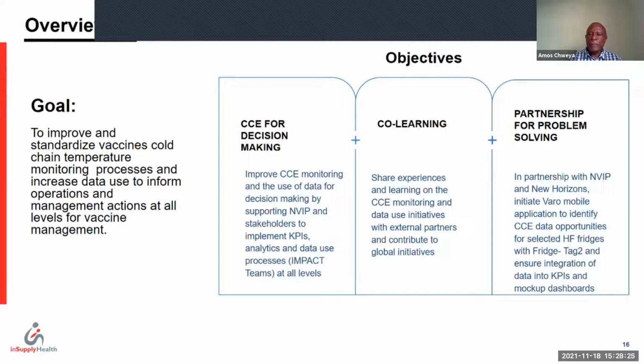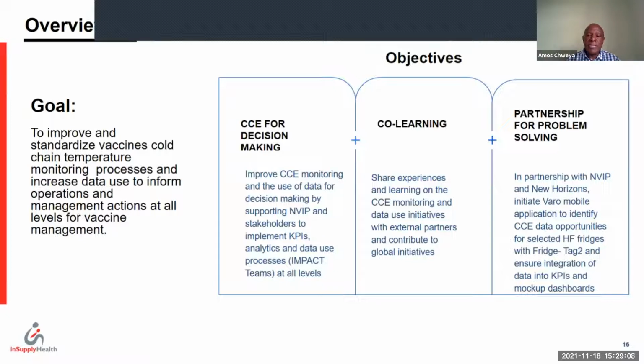We had three objectives here. One objective was to improve CCE monitoring and the use of data for decision making by supporting the Kenya immunization program and stakeholders to implement key performance indicators, analytics, and data use processes using impact teams that do already exist in the country at all levels. We also expected that we shall be sharing experiences and learning on the CCE monitoring and data use initiatives with external partners and contribute to global initiatives.